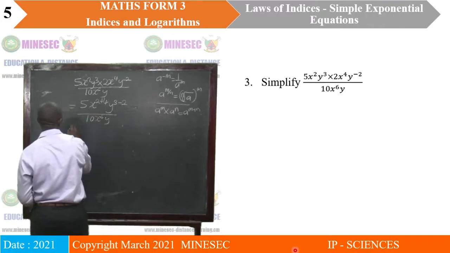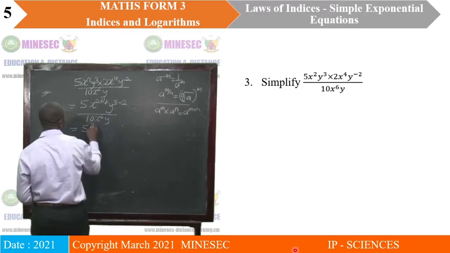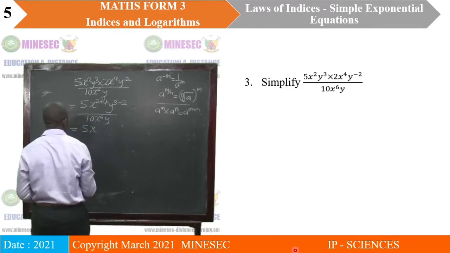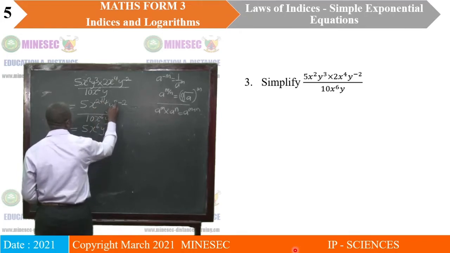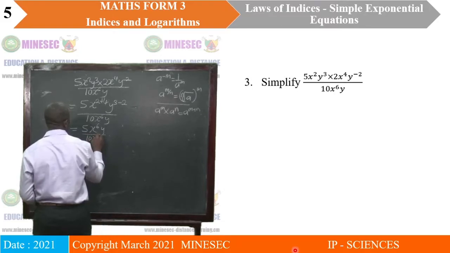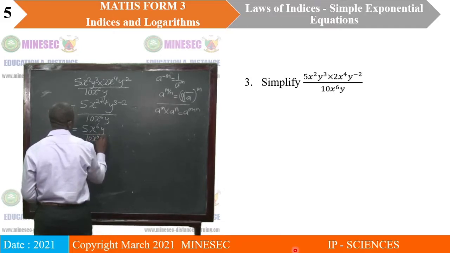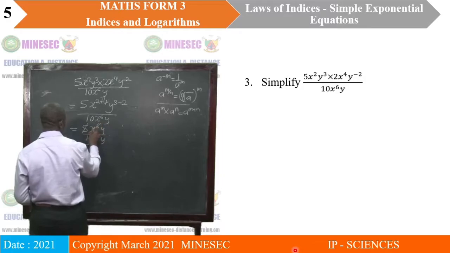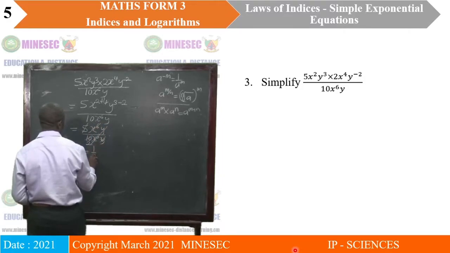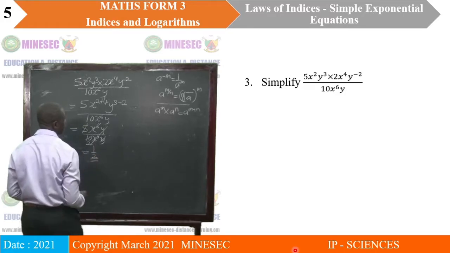So if we do the addition, we'll end up with 5 to the power 6, and then we'll end up with y on 10x to the power 6y. Of course, this 5 will go here 2 times, and this will strike this one, this will strike this one. So we'll end up with a half, which will be our result.